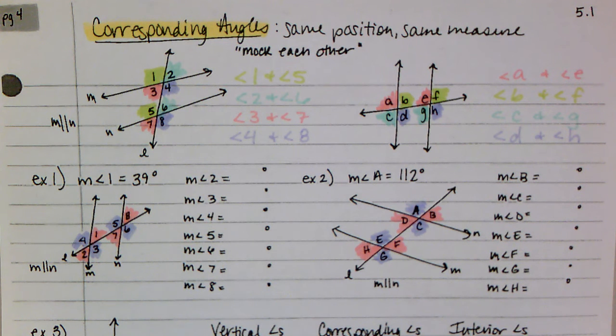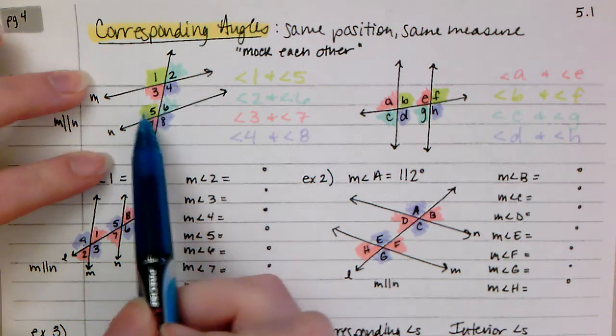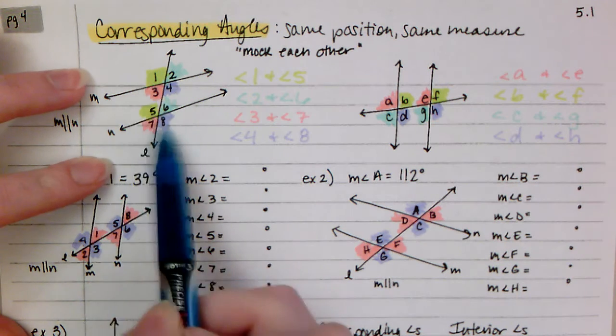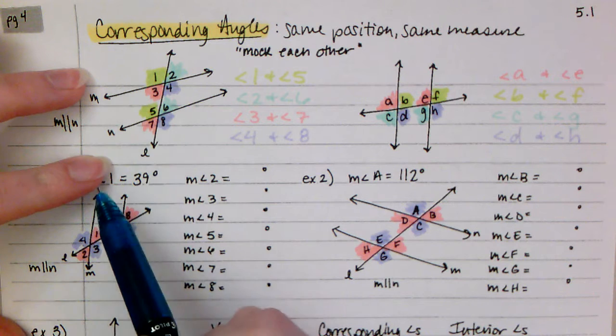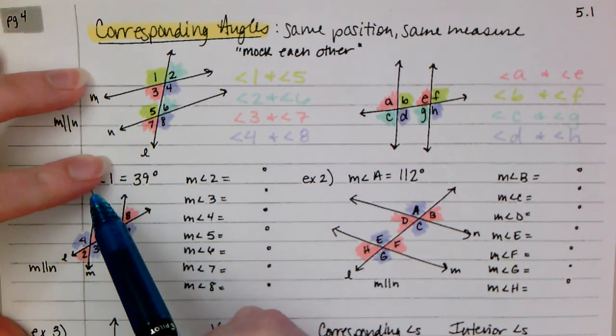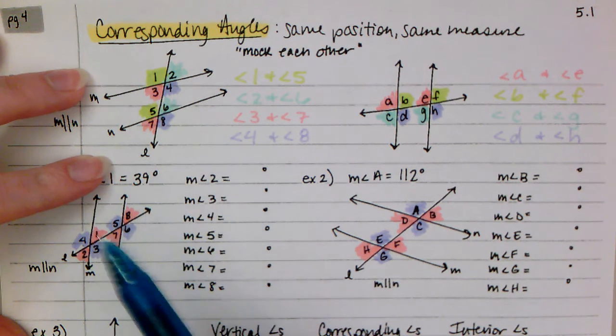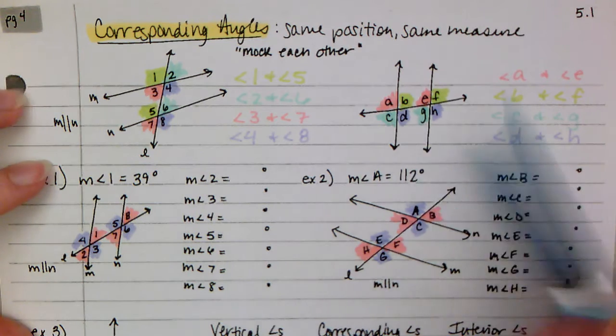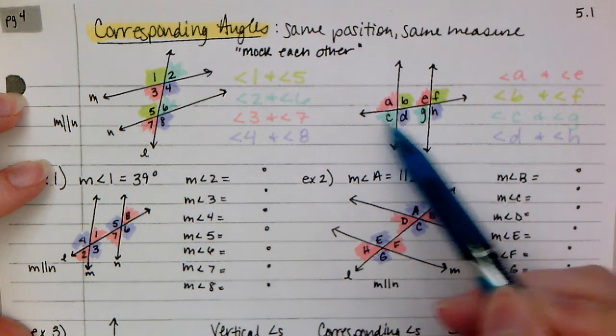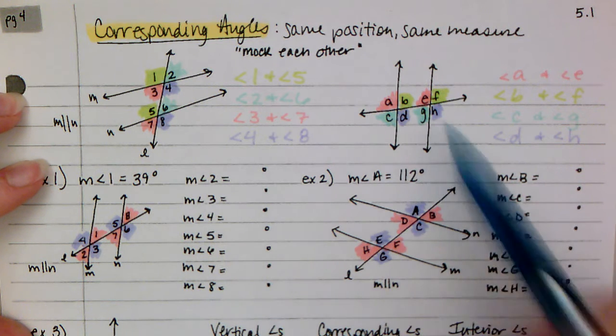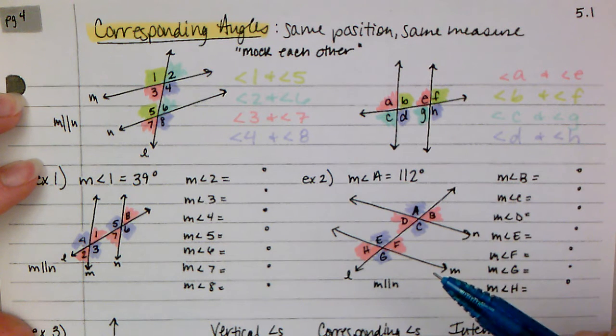One last set of vocabulary here are corresponding angles. Corresponding angles have the same position, the same measure, and they mirror each other. So 1 and 5, you can see in their little groups of 4, 1 and 5 are both in the upper left-hand corner. So 1 and 5 are corresponding, and they have the same measurement. Same with 2 and 6, 3 and 7, 4 and 8. Same thing if I rotate my sets of parallel lines, still look at the groups of 4, and then they have to be in the same position in the groups of 4.